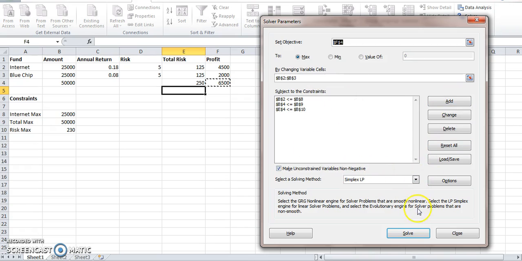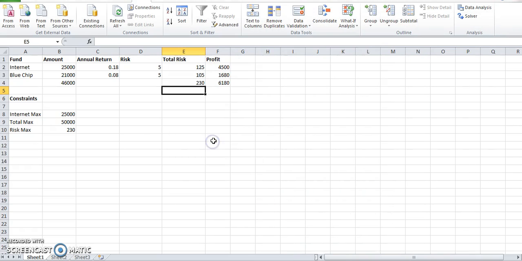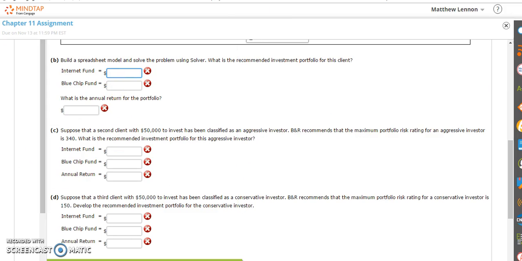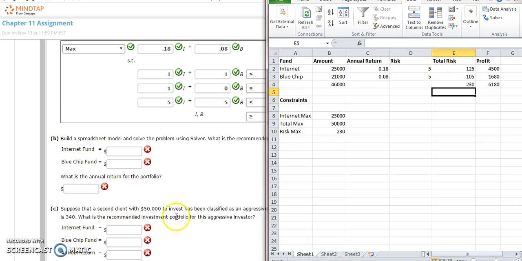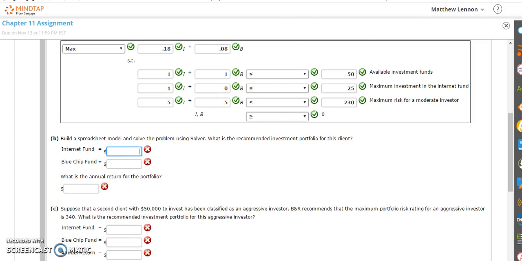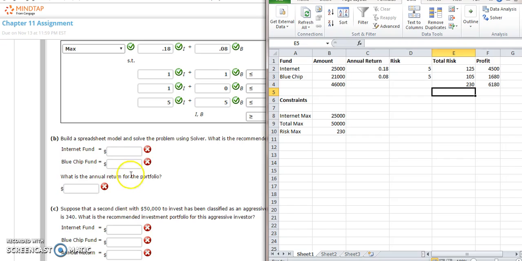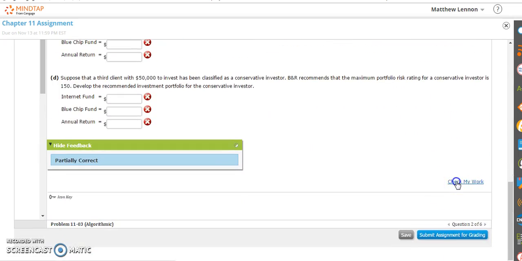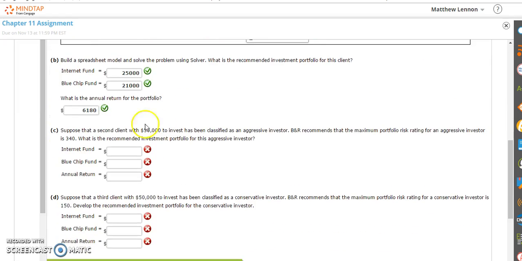So now we can just run Solver, and it should find us the optimal value, which it does. It changes them all around, and we get a maximum profit of 6180 when we invest 25 and 21,000. So let's go back to MindTap and enter those. I think 25,000, 21,000. Then the annual return, I think, was 6180. Check it. Okay, so this checked out.